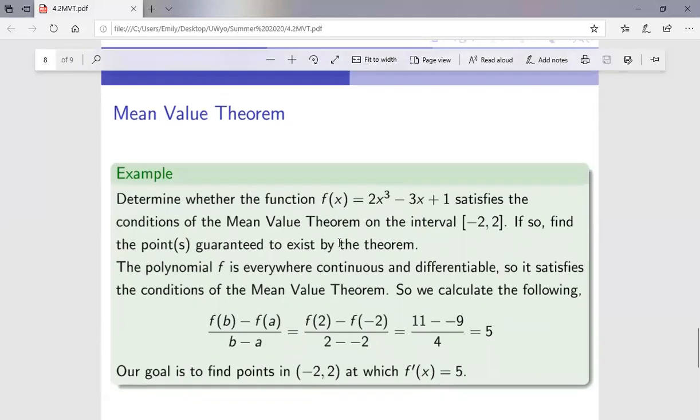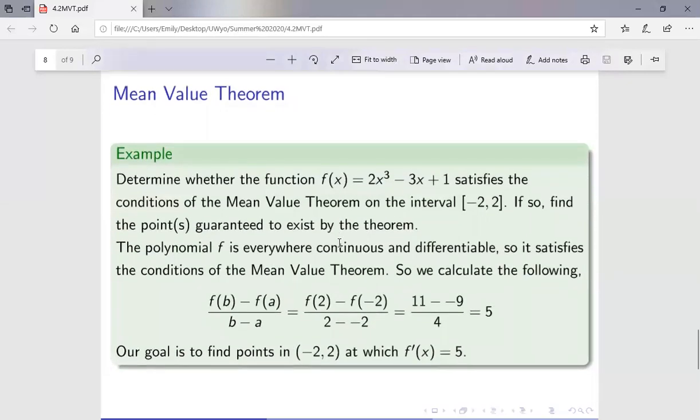So our first step: is our function continuous and differentiable on our interval? Because our function is a polynomial, and polynomials are continuous and differentiable everywhere, it's certainly so between -2 and 2. So we satisfy the two conditions we need from the mean value theorem. Then we calculate f of b minus f of a divided by b minus a. That's f of 2 minus f of -2 divided by 2 minus -2. Work all that out, and we end up with the value 5. So now our goal is to find points within -2 to 2 at which f prime of x equals 5.